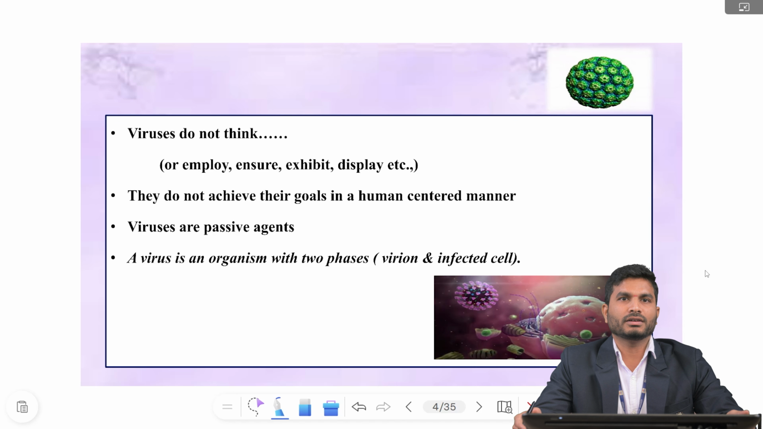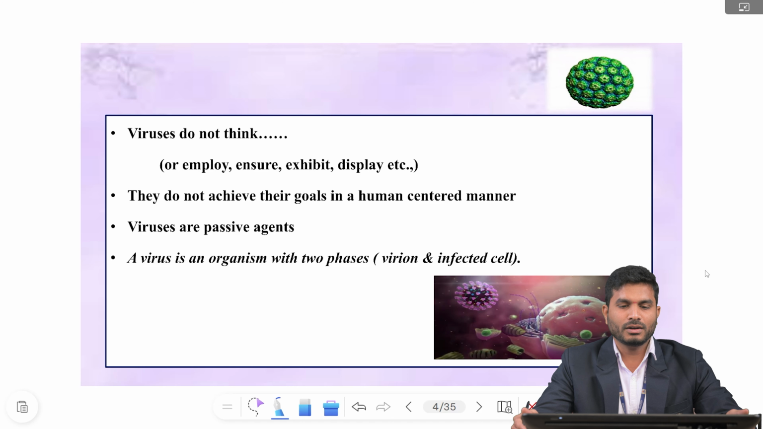So viruses do not think. When we talk about viruses, we must remember that viruses are not living organisms in the traditional sense. They do not think, they do not make decisions, and they do not pursue goals in the way organisms do. They are just passive agents, completely dependent on the host cell.